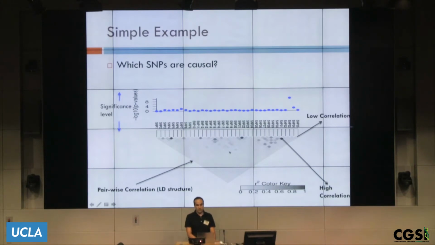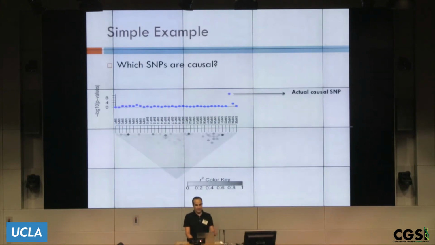Okay, so if I gave you this result of the association study, and I asked you which one is the causal SNP, which one would you say? 33 or 35? It depends on your eyesight. I think it's 32, it looks like. 33, okay? Yeah, that's very good. You guys are right. And I know that because it's simulated data, so I know it's correct.